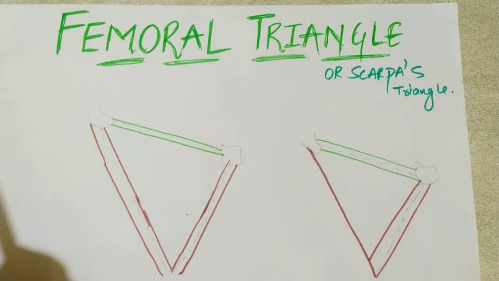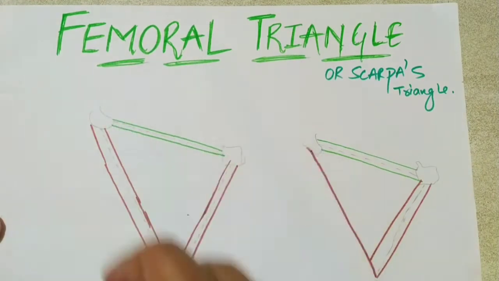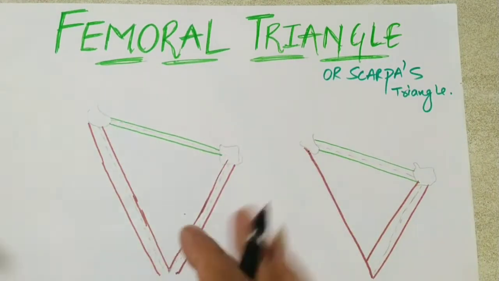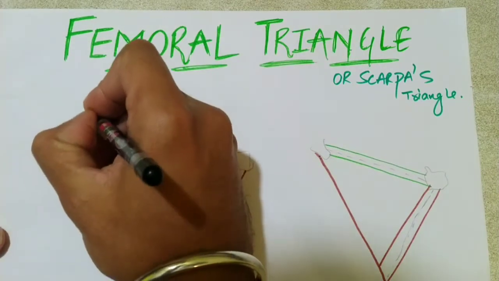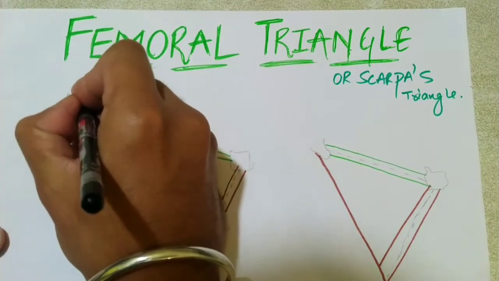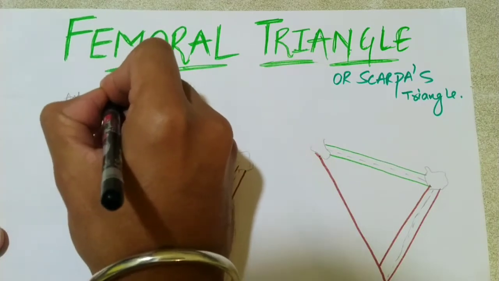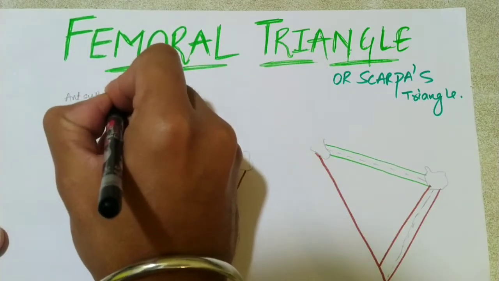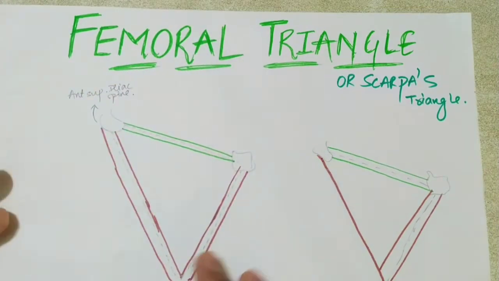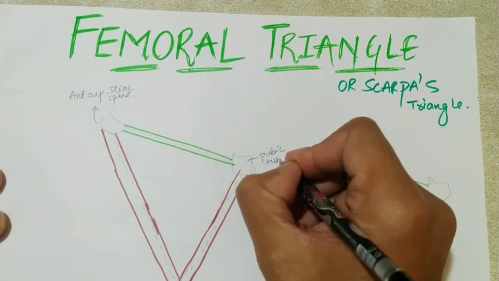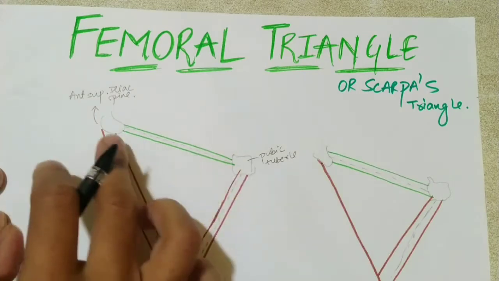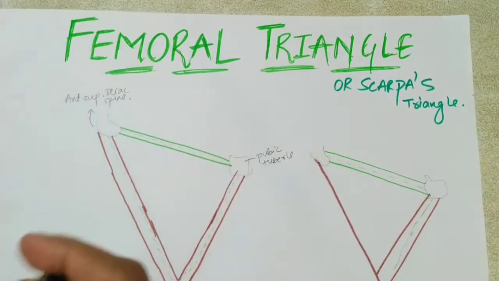So this much is clear. First we will start with the boundaries, how it is formed. I will be writing the names here. This is the base, and this one is the anterior superior iliac spine, a part of the iliac bone. And this is your pubic tubercle, and between these two points there is a ligament called the inguinal ligament.